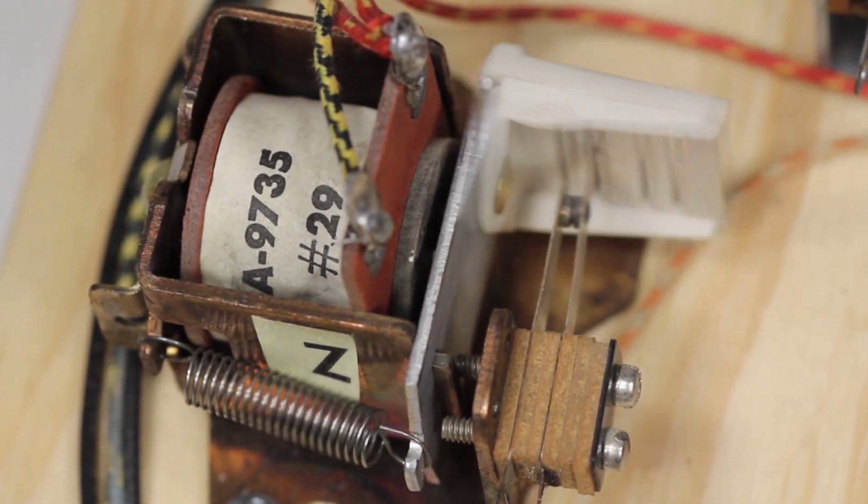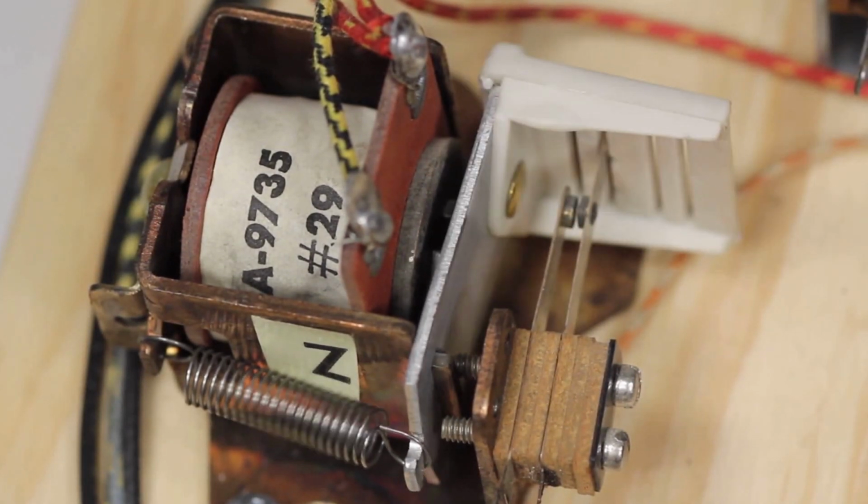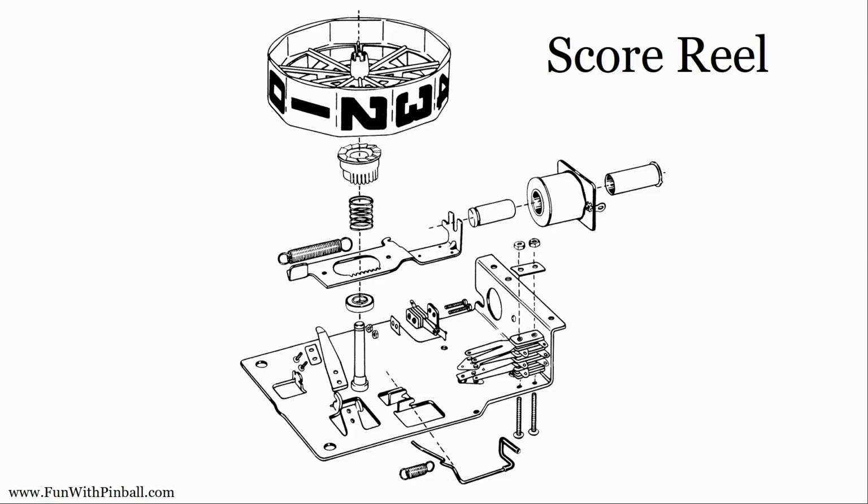So far, so good? All right. Let's look at something that's a little bit more complicated. All right. This is a score reel. And the way the score reel works is there's a big frame and there's a wheel that turns with numbers on it.